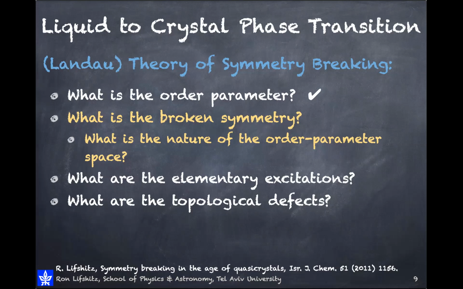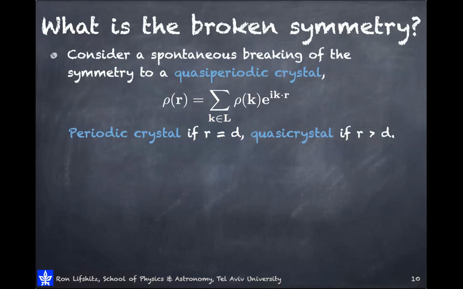And I'm happy I can see Teresa's face here in her video, because this is a question she always asks me about. How can we characterize different minima that are actually equivalent in some sense? Okay, so what we would like to consider is the spontaneous breaking of the symmetry of a liquid to a quasi-periodic crystal, one that is expressed as this Fourier sum that I showed you earlier. And we'll remember that when the rank is equal to the dimension, we will be talking about periodic crystals, and when the rank is greater than the dimension, we'll be talking about quasi-crystals that are aperiodic.